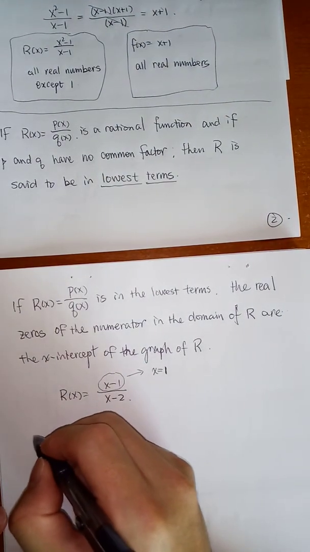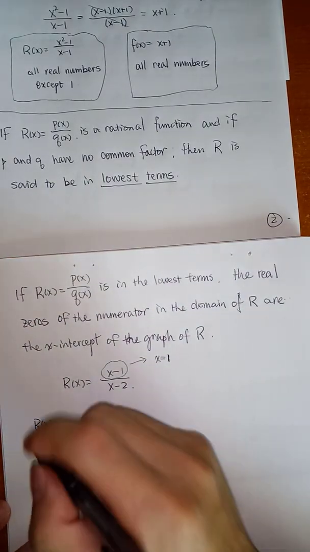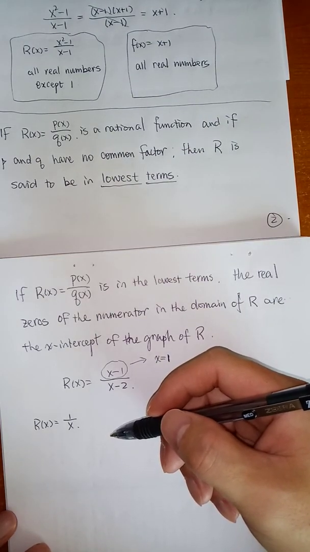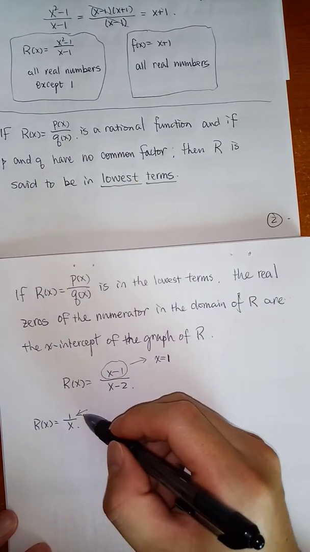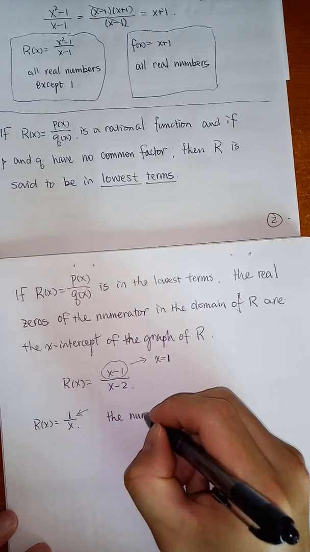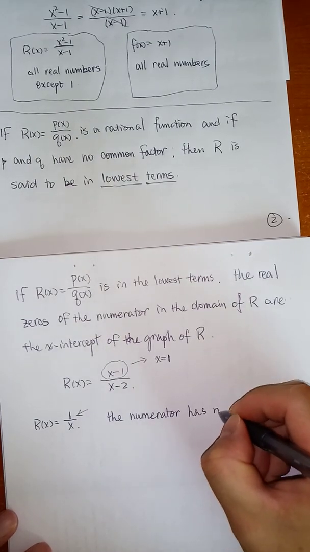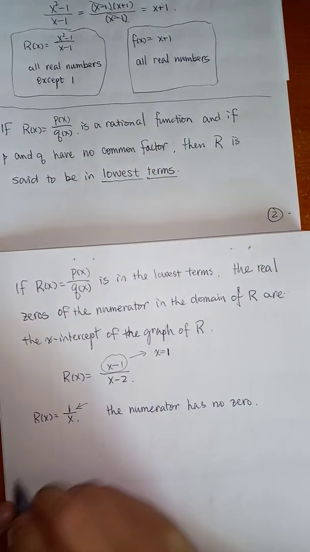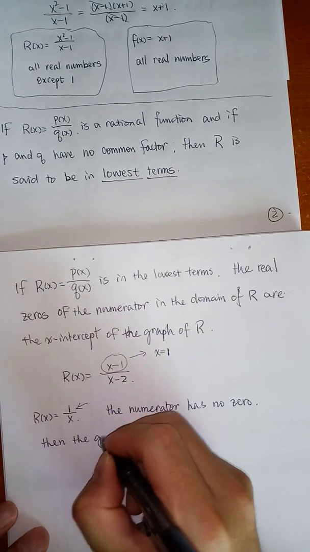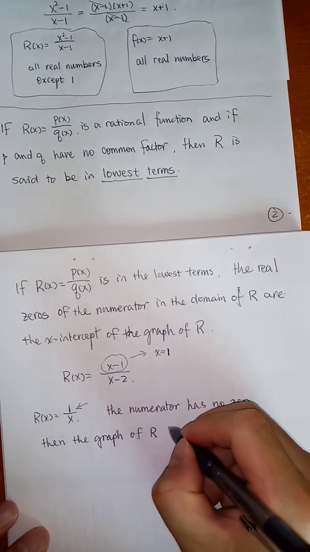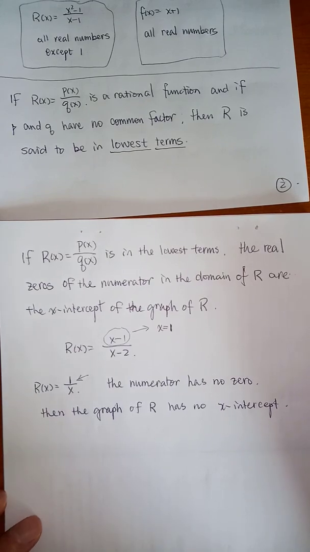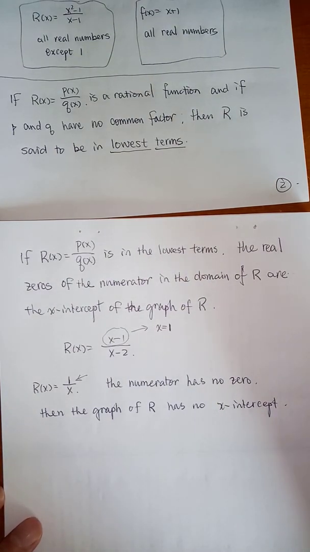So from here, if we have R is 1 over x, for example, then the numerator is never equal to 0, or the numerator has no 0. If the numerator has no 0, then the graph of R has no x-intercept. So you can just observe the numerator to determine the x-intercept.